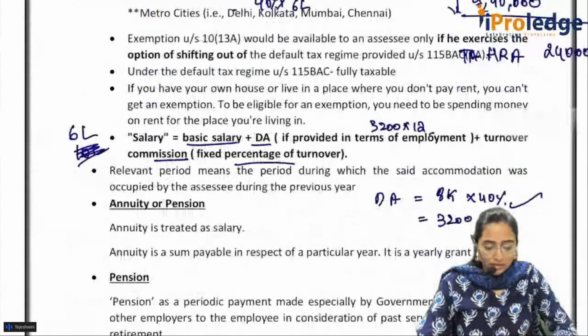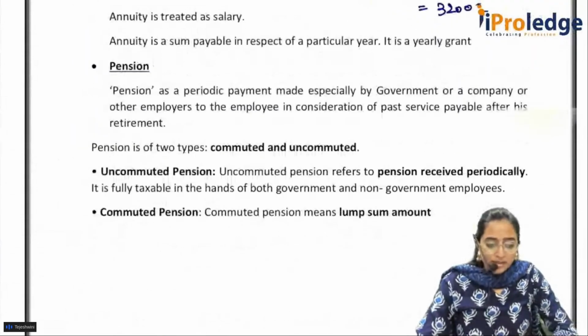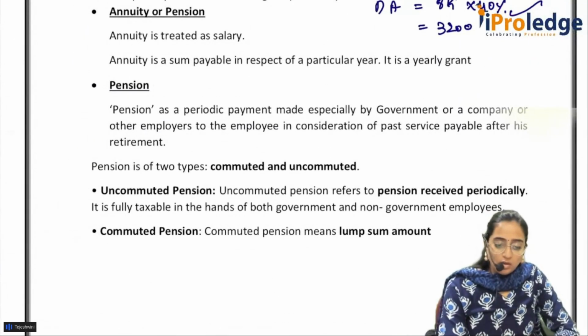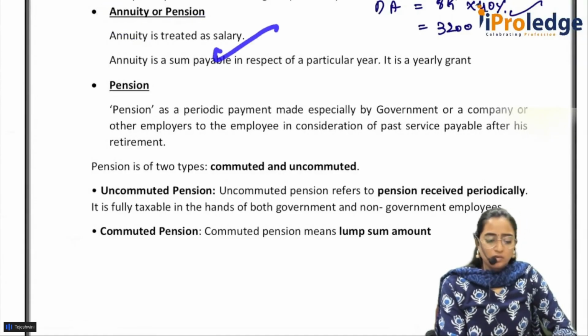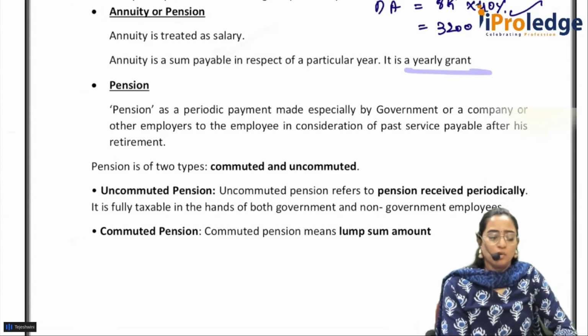Lot of things are there in this chapter, so we'll move forward with the next point: annuity or pension. Annuity is treated as salary only. It is a yearly granted amount. If you are getting any annuity, you are going to make it taxable.